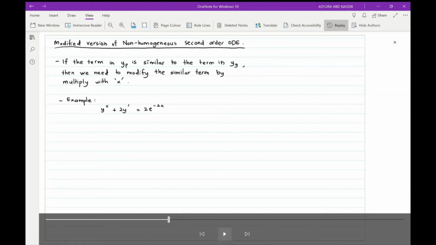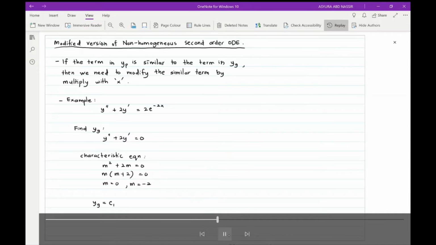So we have the first example, y double prime plus 2y prime equals 2e negative 2x. We will start with the first step, find your yg. To find yg, we assume y double prime plus 2y prime equals 0. Then the characteristic equation is m squared plus 2m equals 0, and you will get m1 is 0 and m2 is negative 2. Then yg will be c1e0x plus c2e negative 2x.